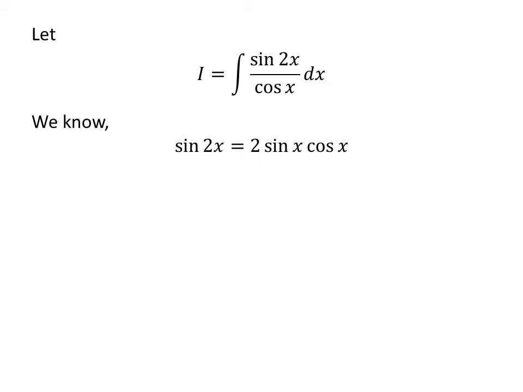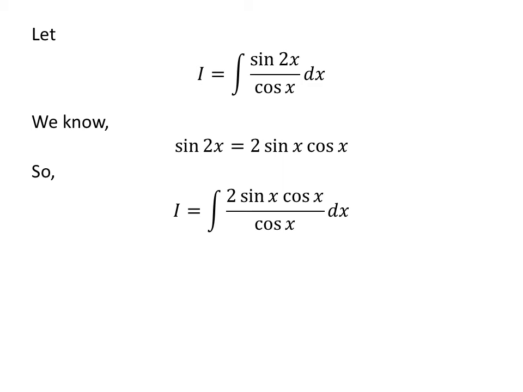As we know, the trigonometric identity sine of 2x is equal to 2 times sine of x times cosine of x. The video explaining the proof of the identity is appearing in the upper right corner of this video. The URL of the video has also been mentioned in the description section.